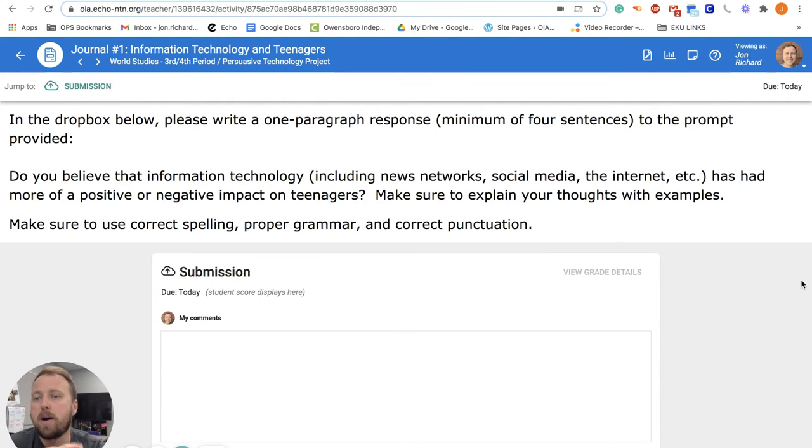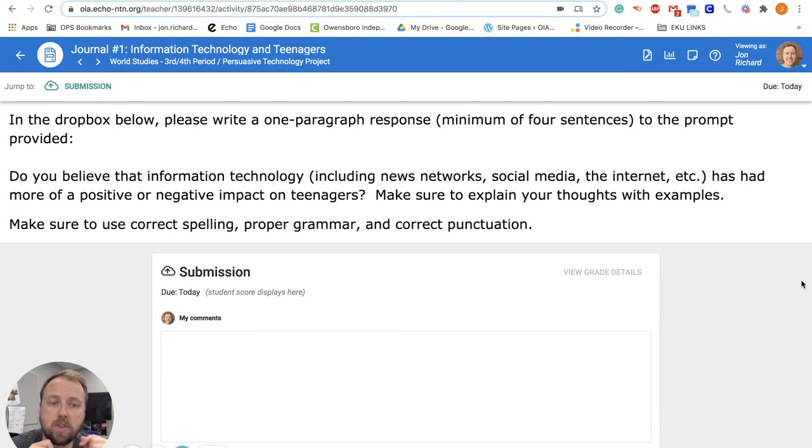But it says, in the drop box below, please write a 1-paragraph response, a minimum of 4 sentences. 4 sentences. Don't write 1 sentence. You're going to get very little credit for 1 sentence to the prompt provided. Basically the same question we've been asking. So just off the top of your head, your opinion, you're not researching this, do you believe that information technology, including news networks, social media, the internet, etc., has had more of a positive or negative impact on teenagers?